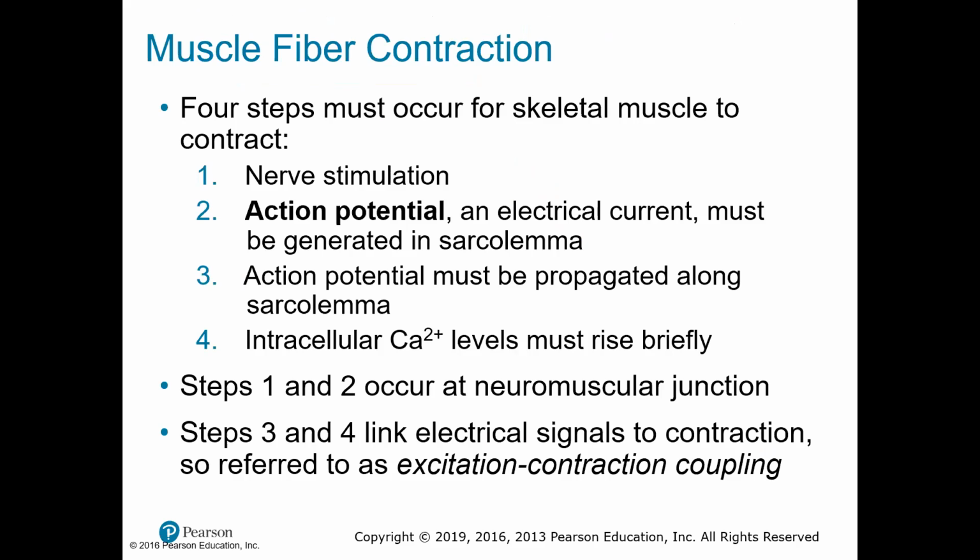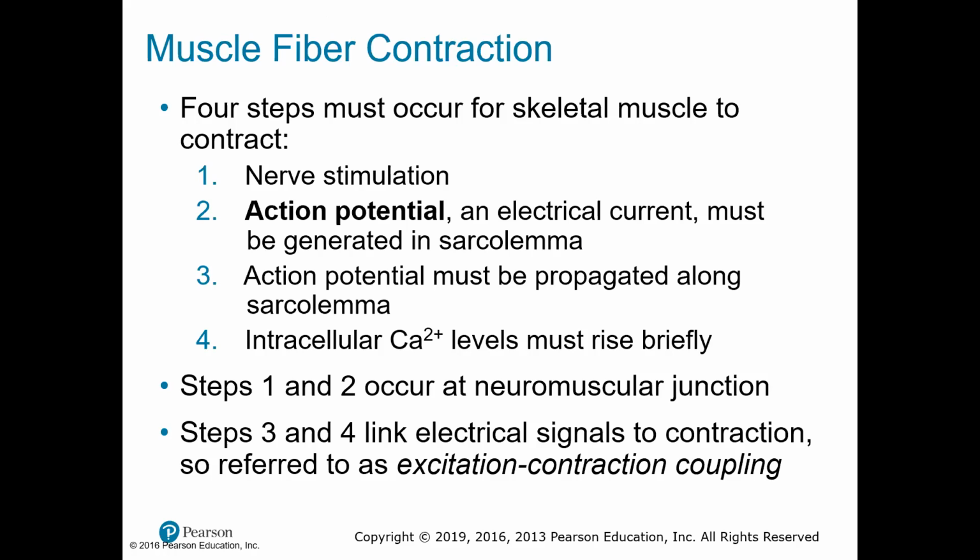So we know we have gates. We know we have neurotransmitters. The gates are going to be chemical gates or voltage gates in our cell membranes. So let's get back to how the muscle actually contracts. First thing that has to occur is our brain has to send a signal to a muscle. We have to consciously decide to pick something up or put it back down. Okay, so that's the nerve stimulation.